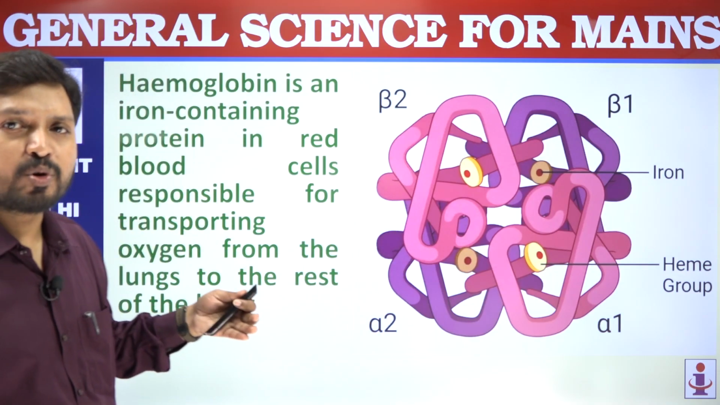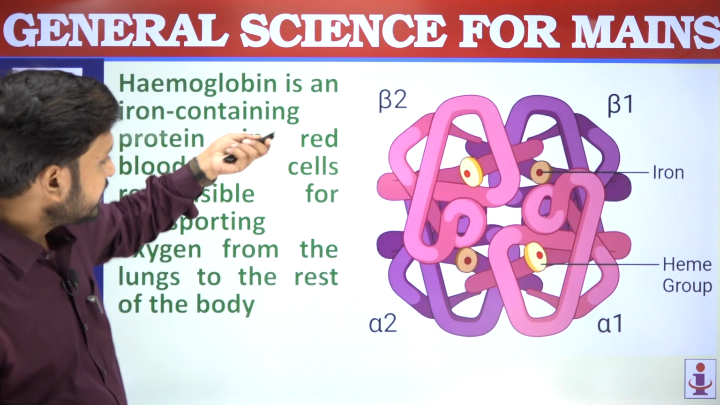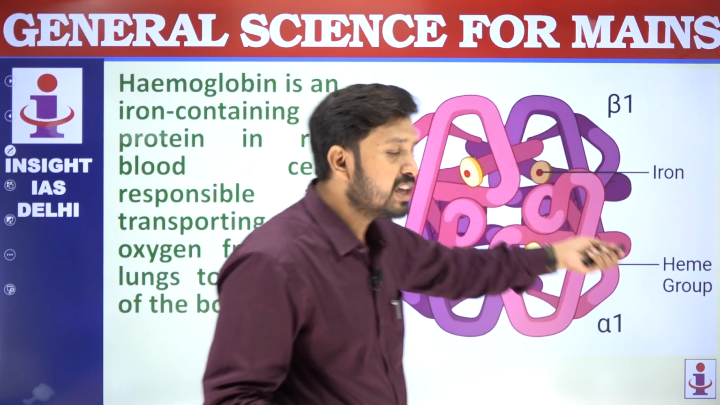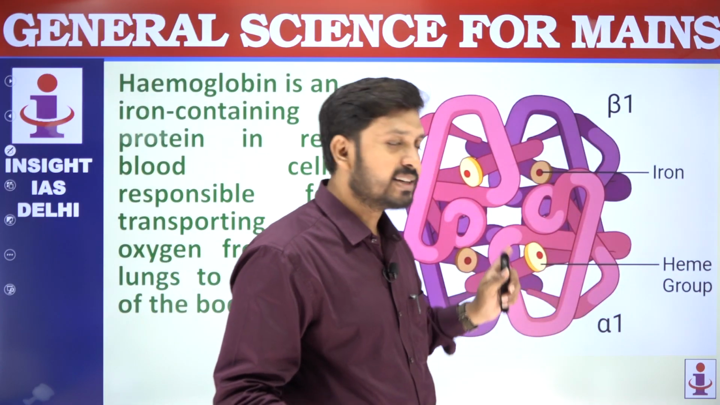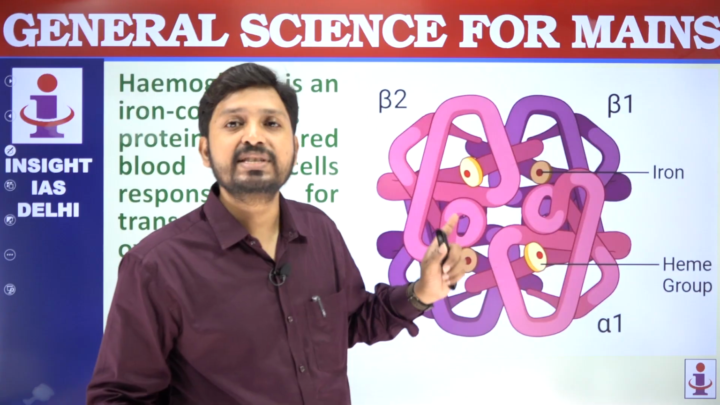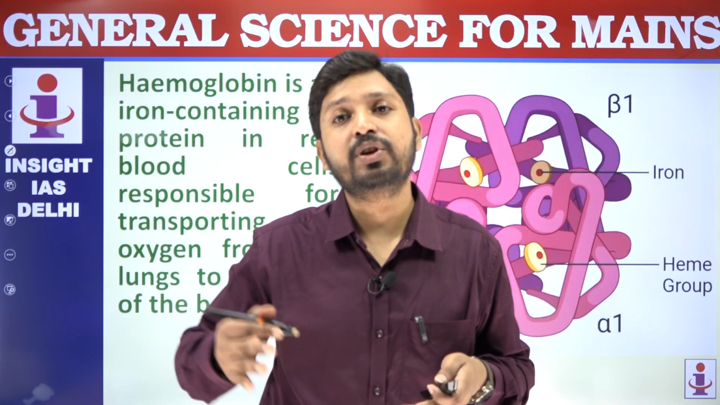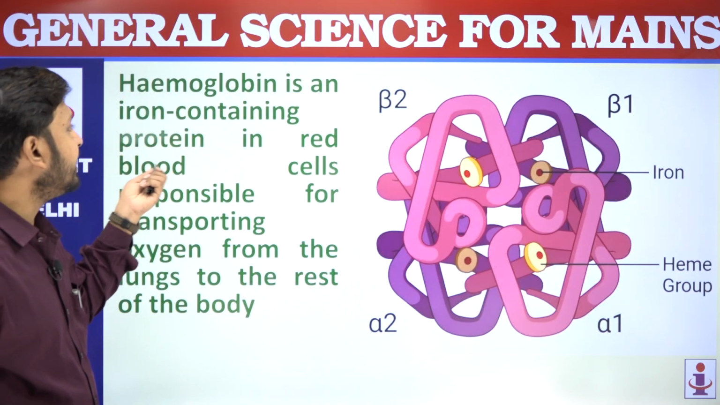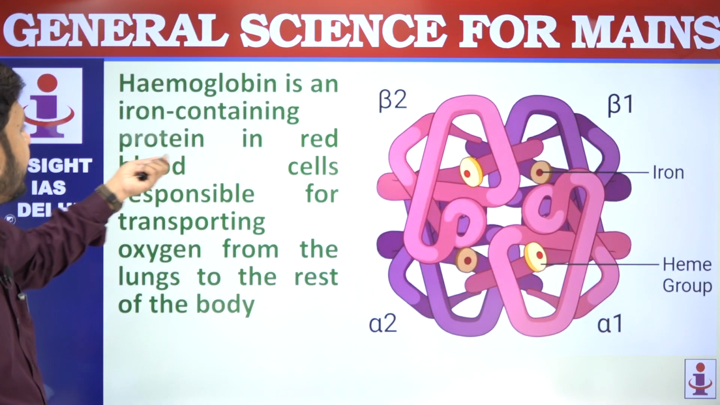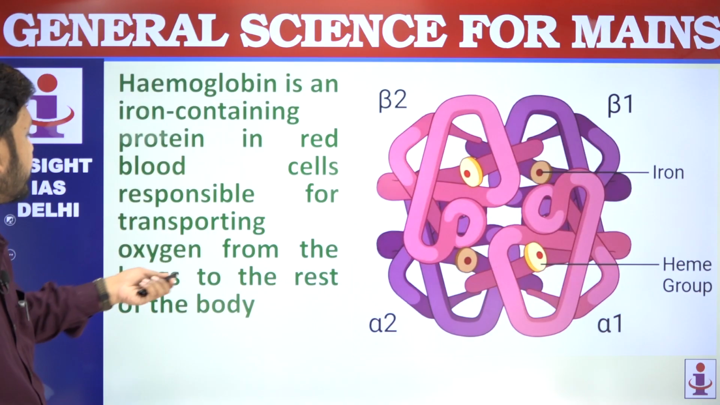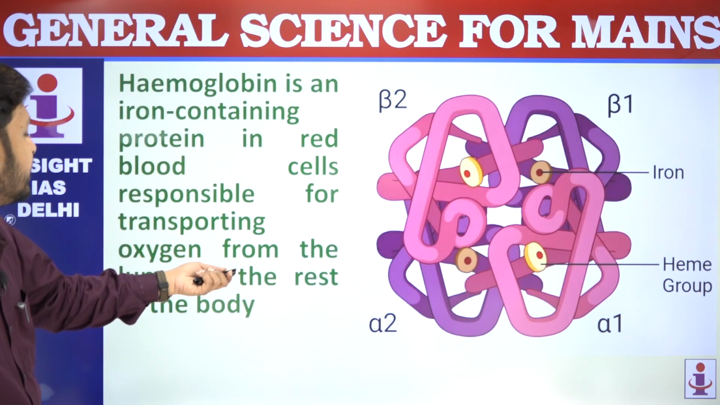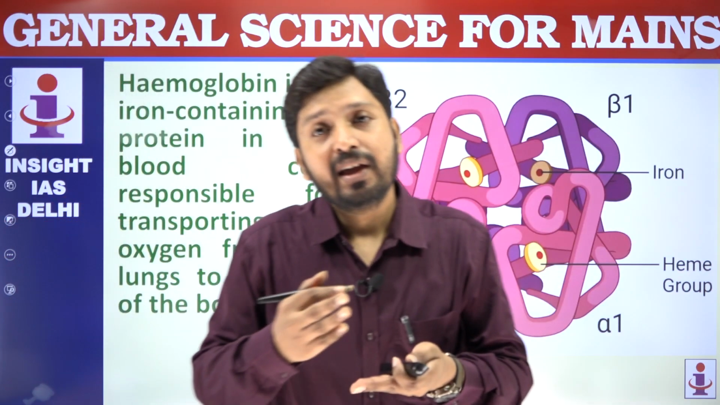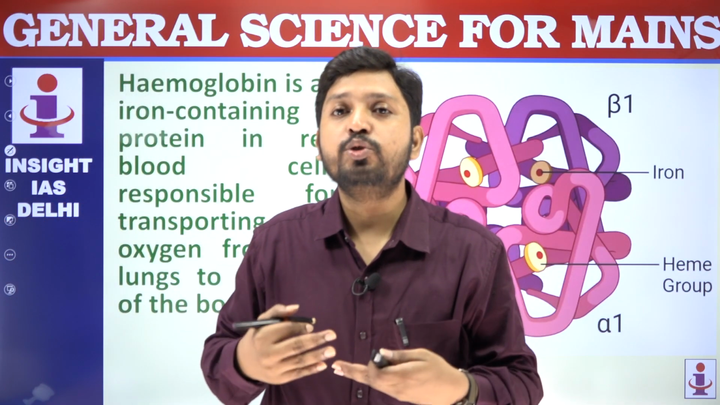For example, hemoglobin is nothing but, if you see, this is the structure of hemoglobin, which is having different chains. Alpha chains and beta chains will be there, and a heme group will be there. Within that we have iron. And this hemoglobin is the major one which is responsible for the transportation of oxygen, right? So let's see the definition of this one. Hemoglobin is an iron containing protein which we have seen in red blood cells, responsible for transportation of oxygen from the lungs to the rest of the body. It is the one which is helping us in transporting the oxygen from lungs to the rest of the body.